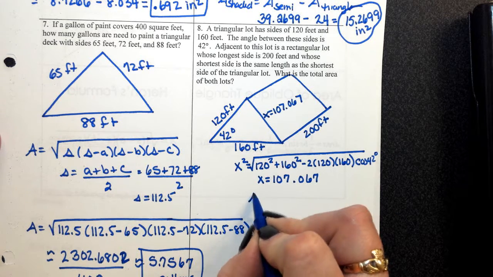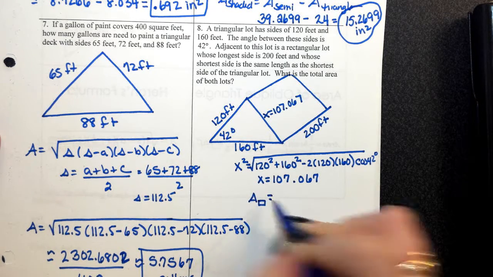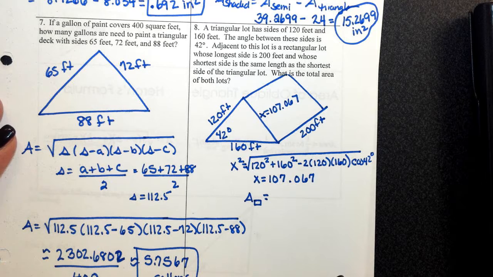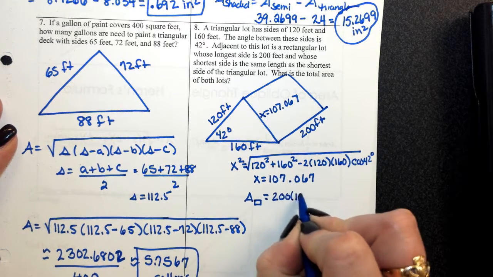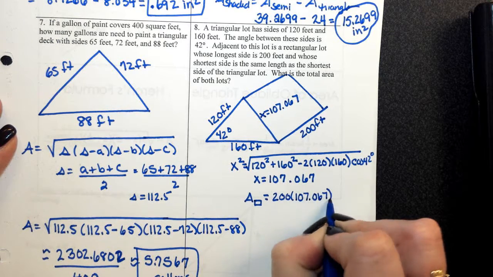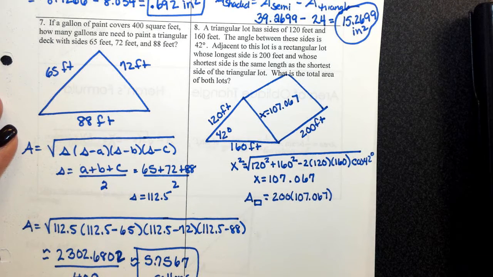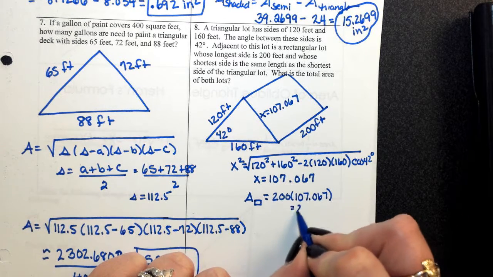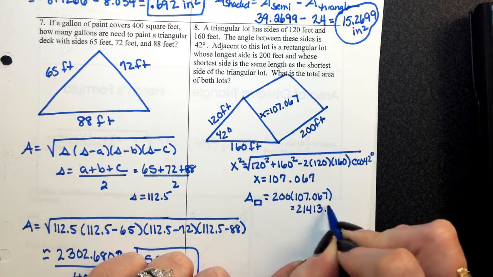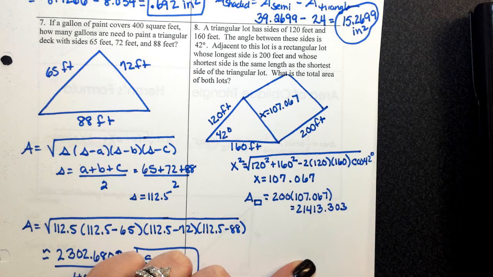So now I can just simply find the area of the rectangle. Remember, the area of the rectangle is base times height. So 200 times 107.067. So that gives me 21,413.303.